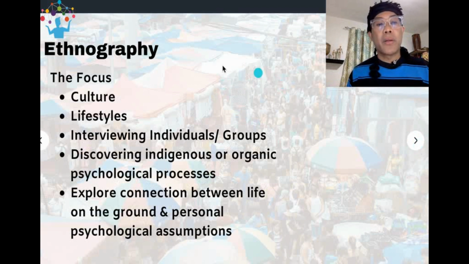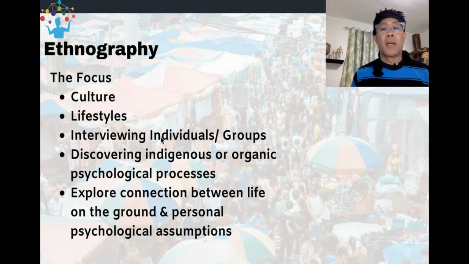So what is the focus of ethnography? The focus of ethnography is culture. You would like to understand the lifestyles, interviewing individuals, groups. So this is already about method. So, discovering indigenous or organic psychological processes. You would like to discover organic processes working in the life of a community, for example, and explore connection between life on the ground and personal psychological assumptions.